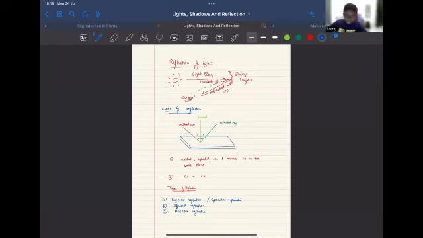Ma'am, what is after the first point after the diagram? Incident ray, reflected ray plus normal lie on the same plane. Plane is the surface. They lie on the same surface. Okay. Ma'am, I'm done. Okay.